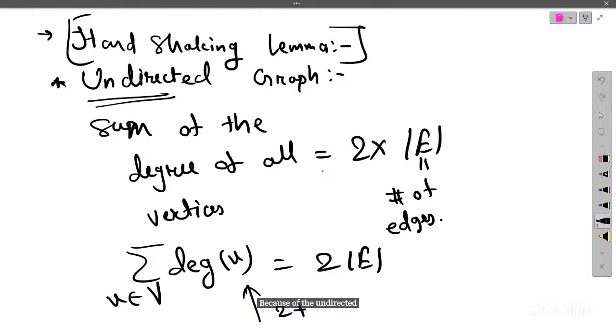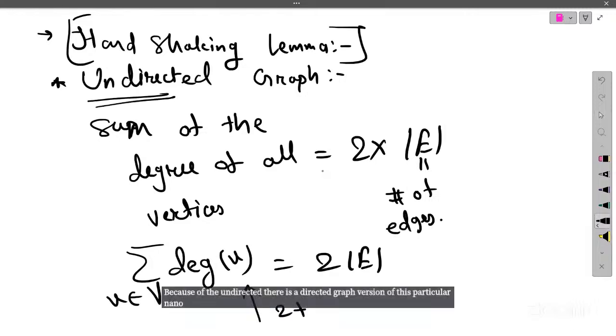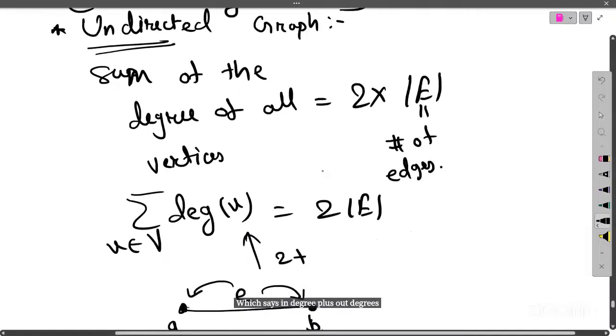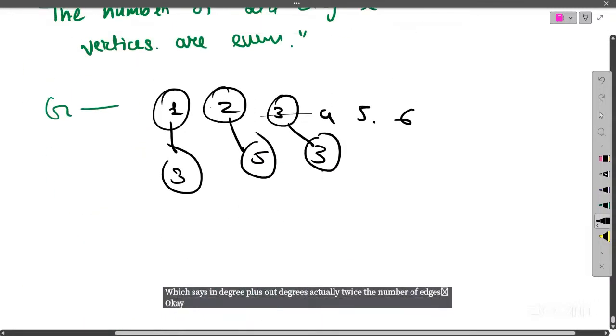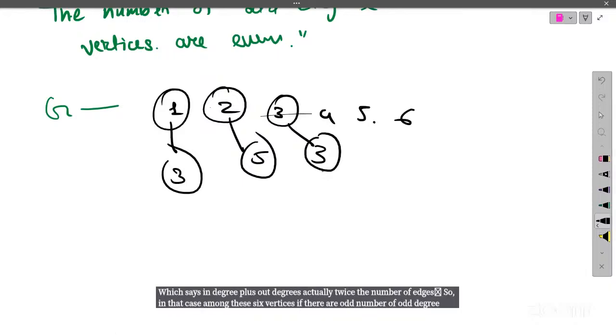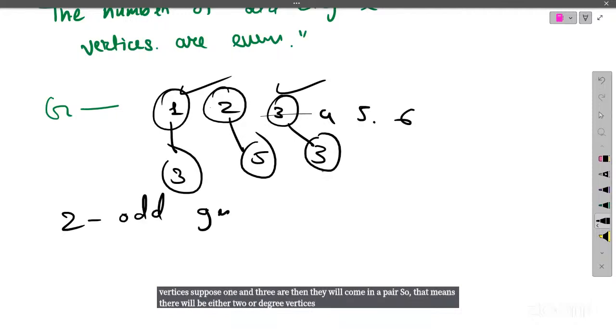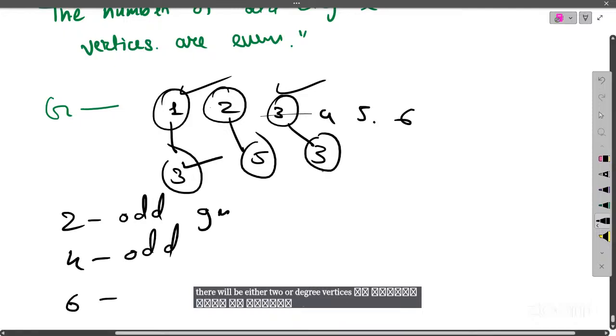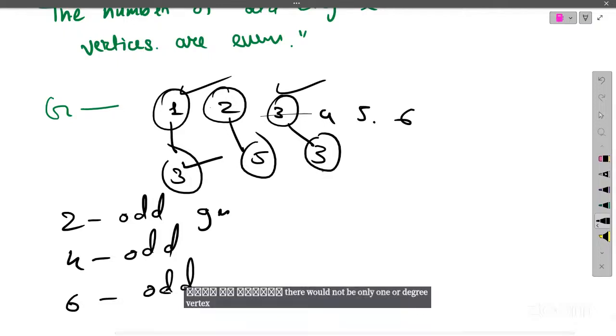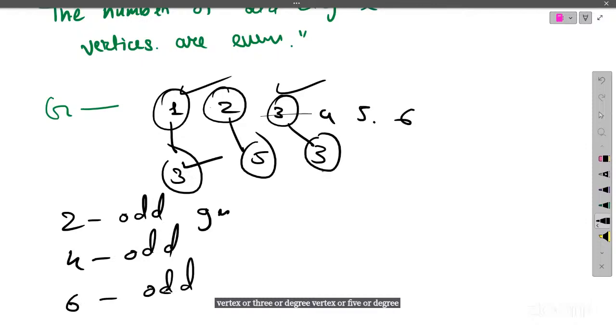There is a directed graph version of this particular lemma, which says in degree plus out degree is twice the number of edges. So among these 6 vertices, if 1 and 3 are odd degree vertices, then they will come in a pair. That means there will be either 2 odd degree vertices, or 4, or all 6 will be odd degree vertices. Odd degree means the degree is an odd number. There won't be only 1, 3, or 5 odd degree vertices. They will always come in pairs. Now got it. Yes, ma'am, understood.